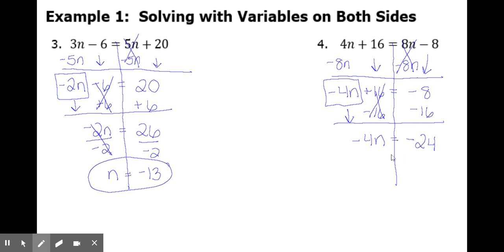What's the final step? Divide both sides by -4. I'm left with n is equal to negative divided by a negative makes a positive. 24 divided by 4 gives me 6. So these are all examples of how you solve with variables on both sides of the equation.